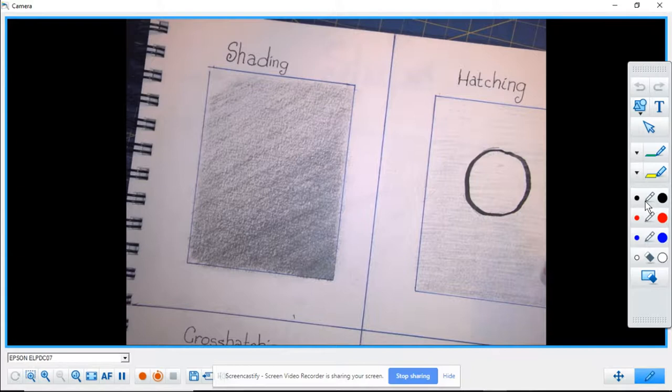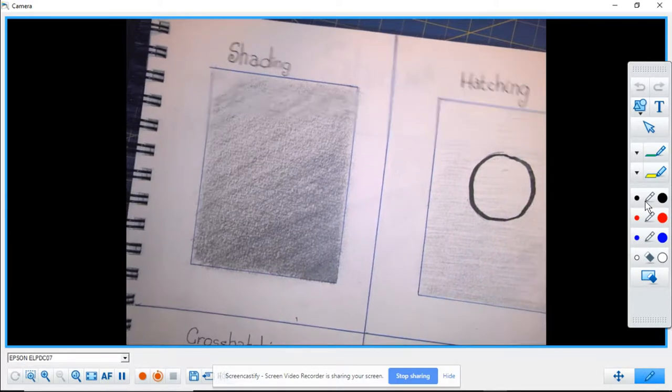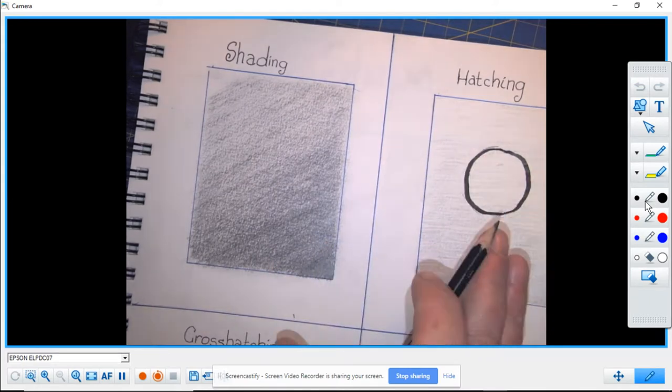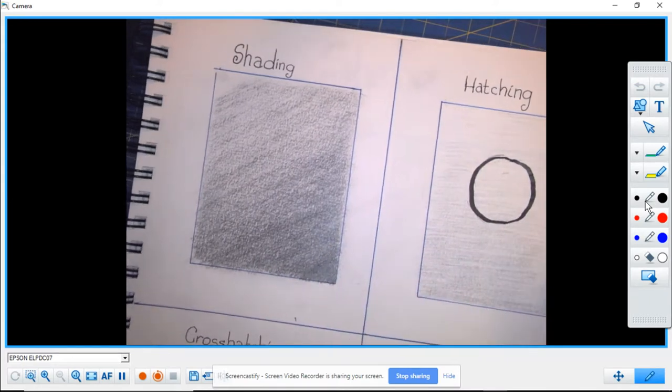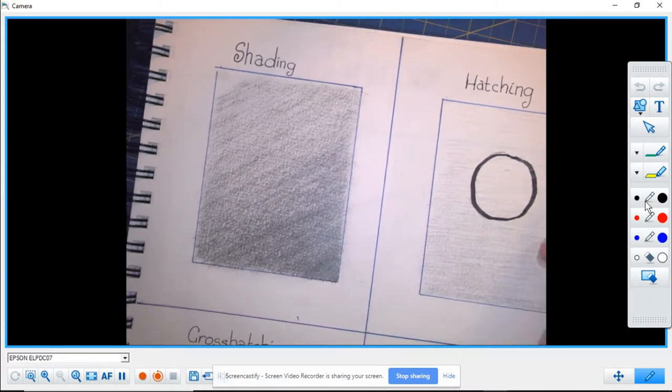Today, we're looking at creating value through another pencil technique called hatching. Now, what I've done here is I've drawn a circle-ish in the area because I didn't want to spend the time doing the whole area of the box I've drawn.